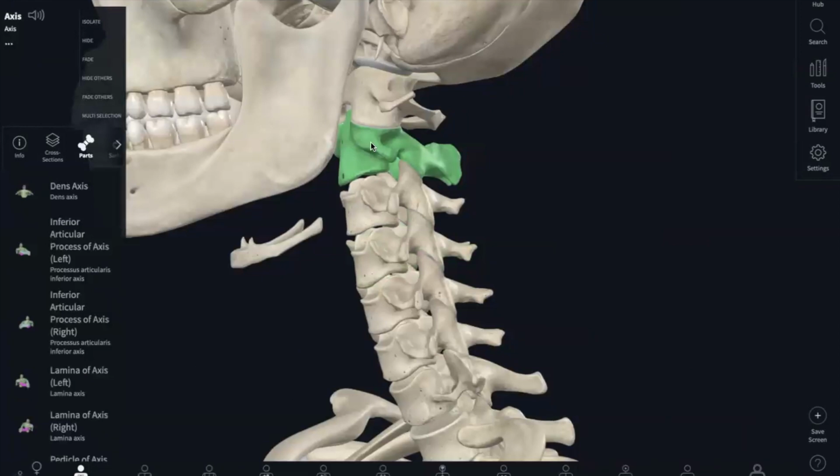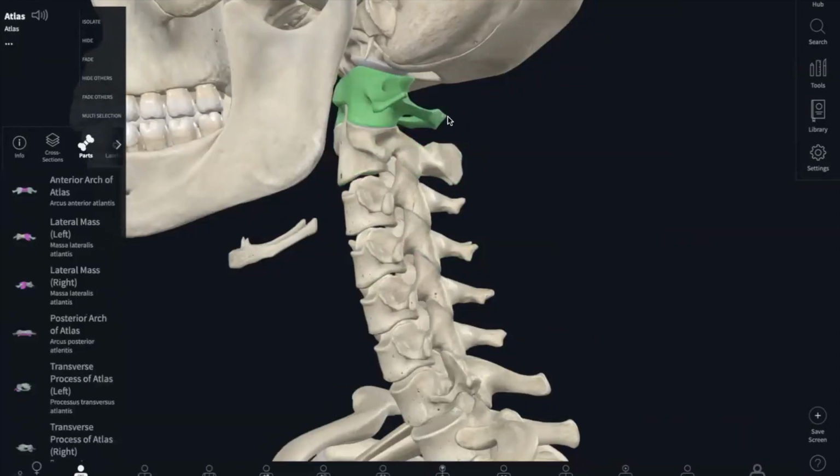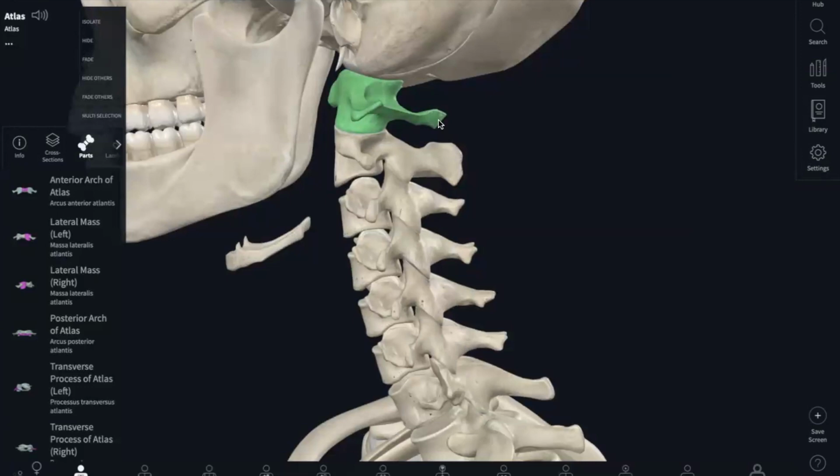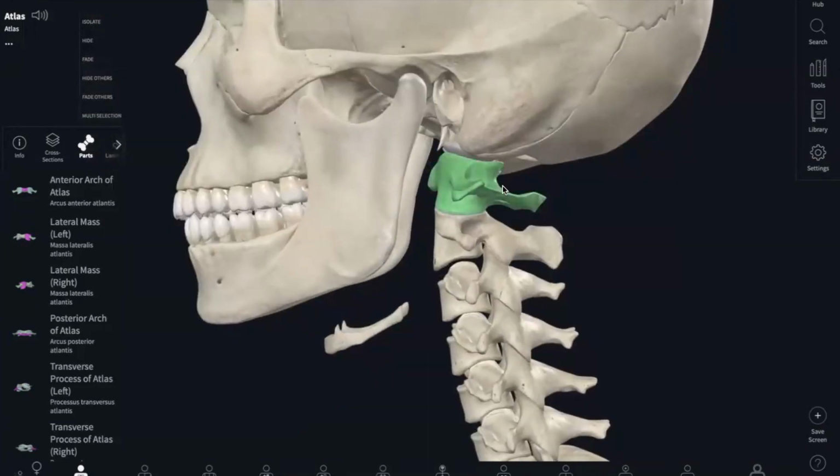C2 is called axis, and C1 is called your atlas. And the way you can remember this is if you're familiar with Greek mythology, Atlas is the name of the Titan that is punished by having to hold up the world on his back. You can kind of take it as the atlas is holding up your entire world or your head, like where your brain is and everything.